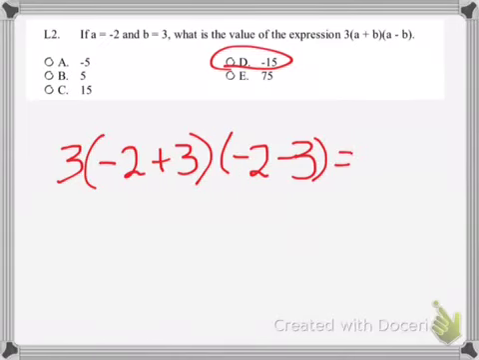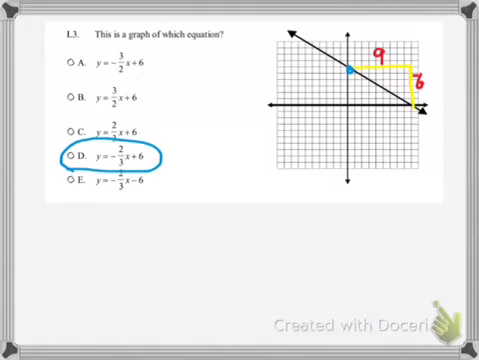Number 2, if A equals negative 2 and B equals 3, then what is the value of the expression 3 times A plus B times A minus B? So I did that by substituting negative 2 for A and 3 for B and working it out with a calculator and got D, negative 15.